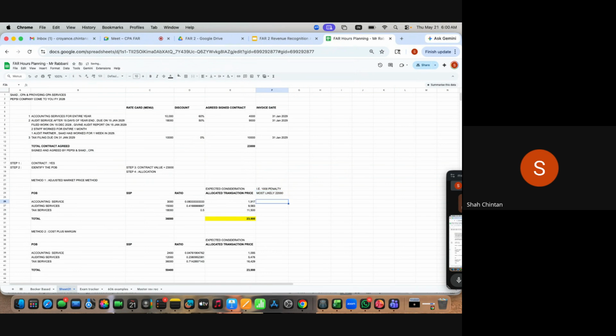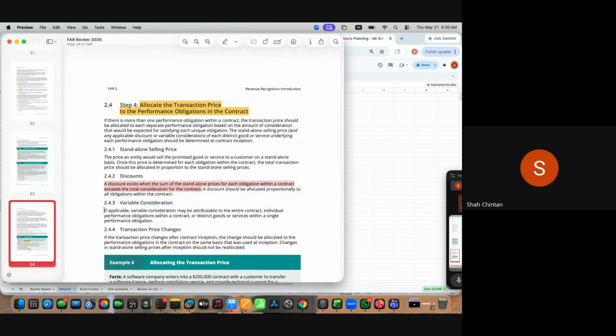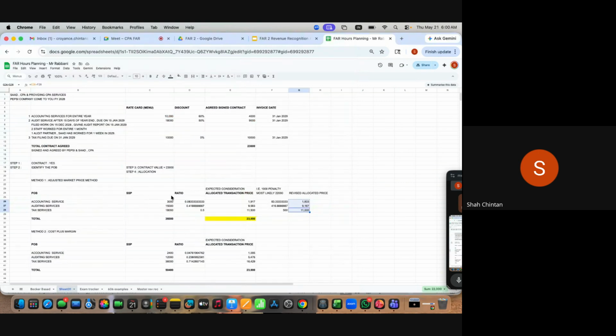अब ये जो पेनल्टी है $1000 की, ये भी आप सेम रेशियो में एलोकेट करोगे. सो योर रिवाइज्ड एलोकेटेड प्राइस नाउ it's going to be 1917 minus 83. So this is your revised allocated price. तो वेरिएबल कंसिडरेशन भी अगर कुछ भी है तो वो भी आप हर एक परफॉर्मेंस ऑब्लिगेशन को सेम वे में एलोकेट करोगे, एक्सेप्ट अ वन चेंज हियर.